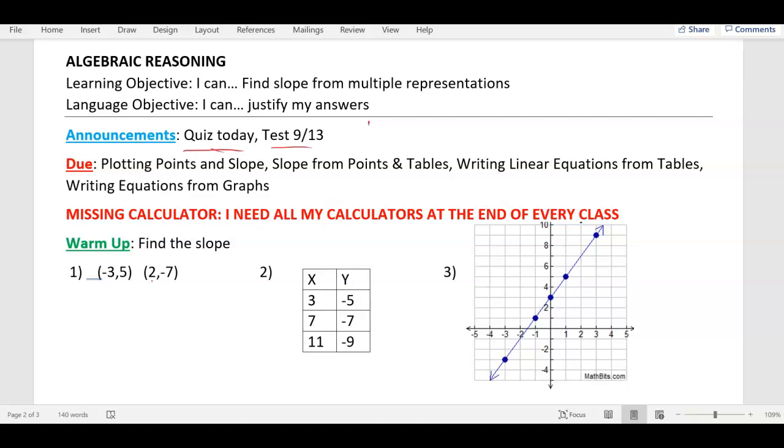Okay, so our objective is to find slope with multiple representations. The three representations you need to know for today's quiz are on the board. If you're given 2 points, if you're given a table, or if you're given a graph.